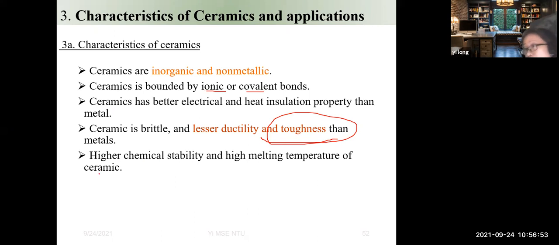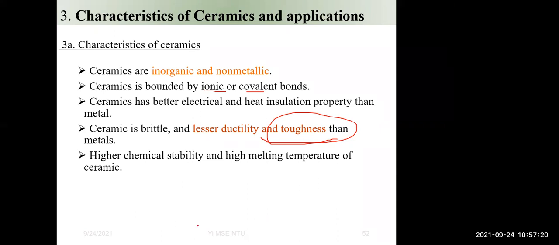And also the good thing is why 90% of handphone materials are ceramics. It's because of very high chemical stability, high melting temperature, and of course, if using semiconductor, very unique electrical properties, but we didn't put it here. So these are some general things that I think most people are very familiar with.